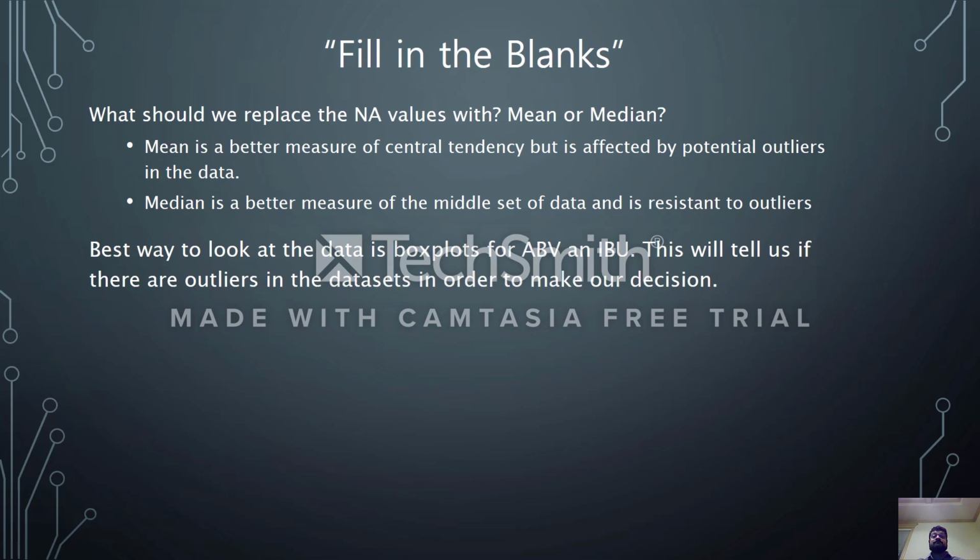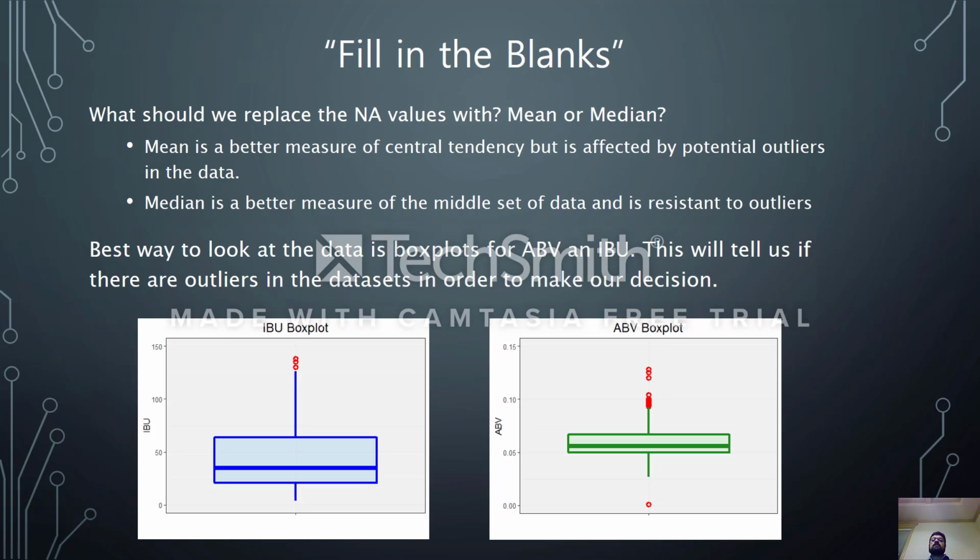There's two clear choices, either the mean or the median. The mean is a measure of the central tendency of the data. However, it is very much affected by outliers. The median is the measure of the middle of the data. However, it is resistant against outliers. So we first need to determine if there is outliers present.